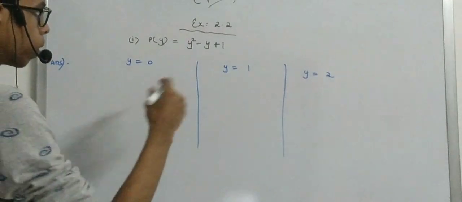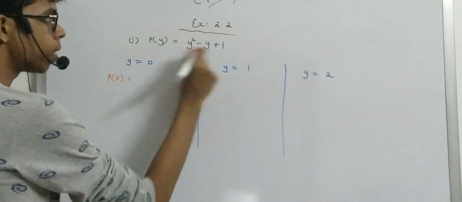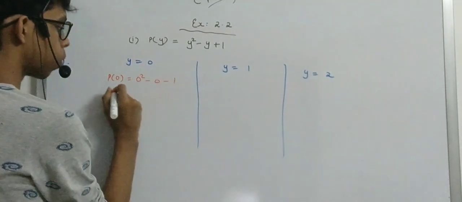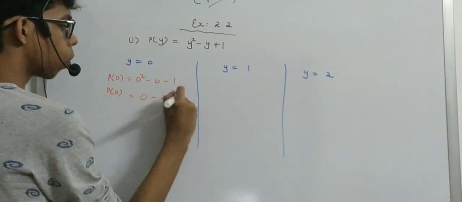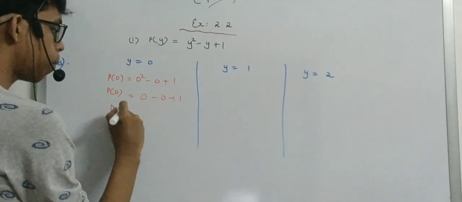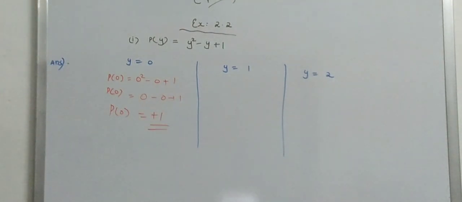So let's substitute. First of all we have to find p of 0. P of 0 means just put 0 over here. So 0 square minus 0 minus 1. So I will get p of 0 is equal to 0 minus 0 minus 1. Sorry, plus 1. Okay, so I will get p of 0 is equal to plus 1. This is the value of polynomial.